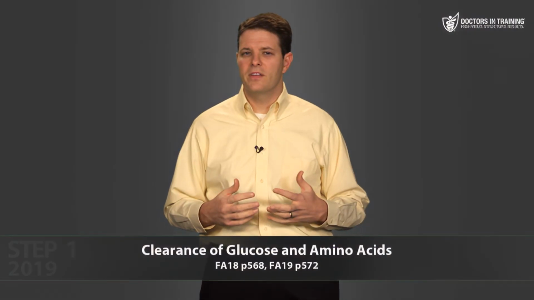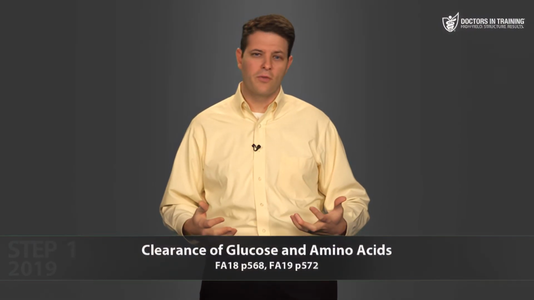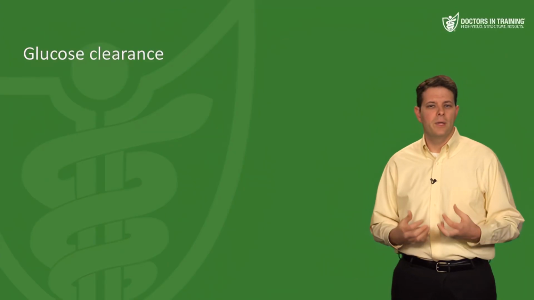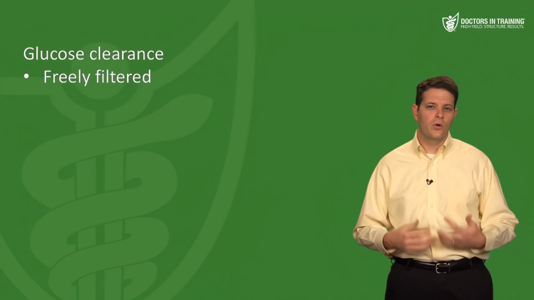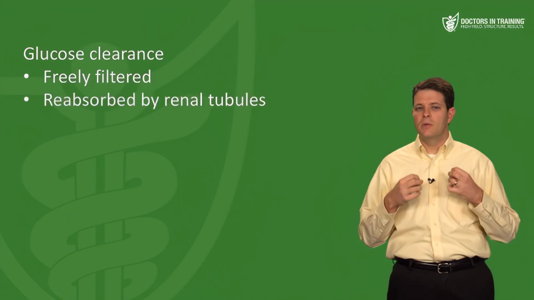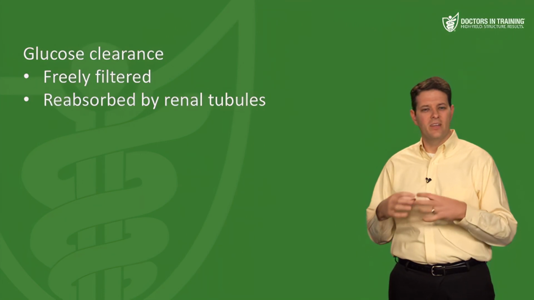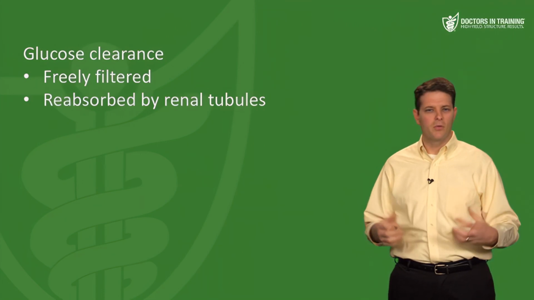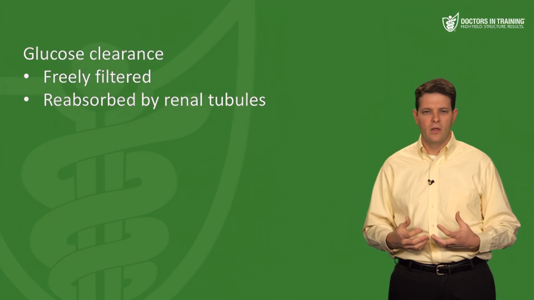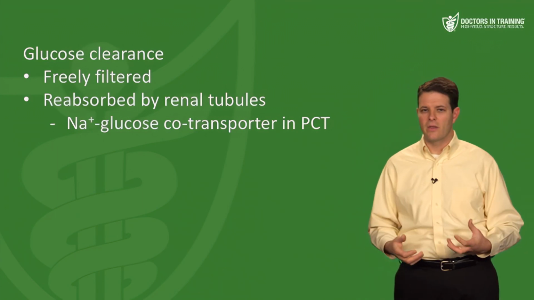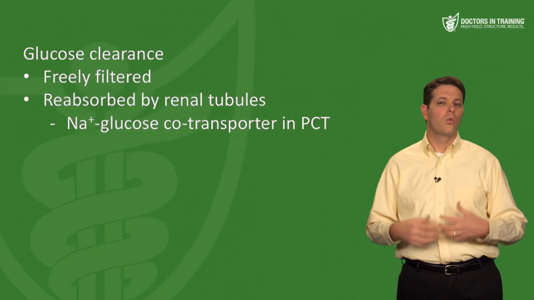Then what about the clearance of things that your body doesn't want to excrete, that it would prefer to hold on to, like glucose or amino acids? Well, both glucose and amino acids are freely filtered, so in order to hold on to them, they have to be reabsorbed by the renal tubules. As long as the plasma glucose stays in the normal range, your kidneys are perfectly capable of reabsorbing all of that filtered glucose. There's a sodium-glucose cotransporter in the proximal convoluted tubules that takes care of this. So the proximal tubules are the workhorses of the nephron.